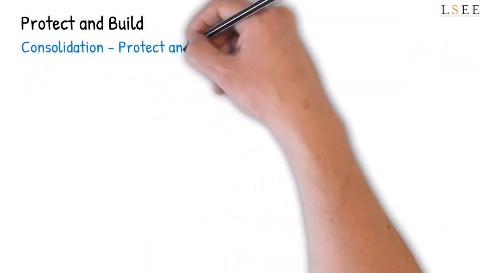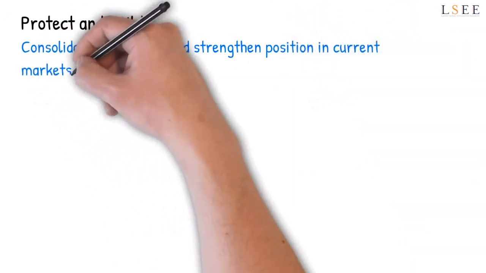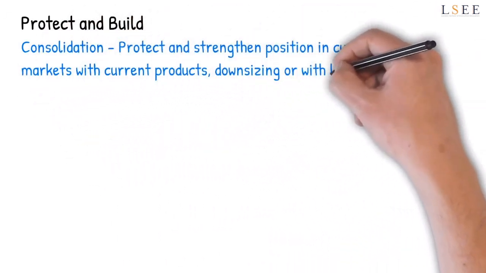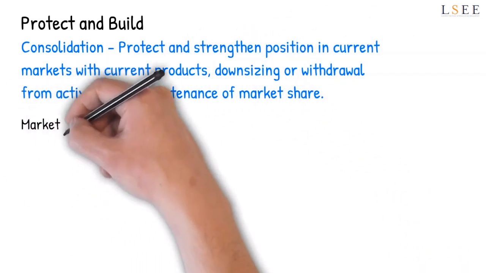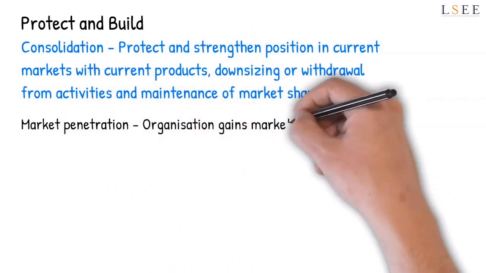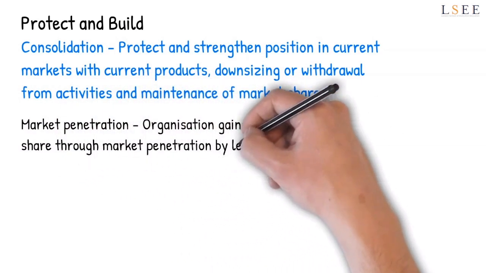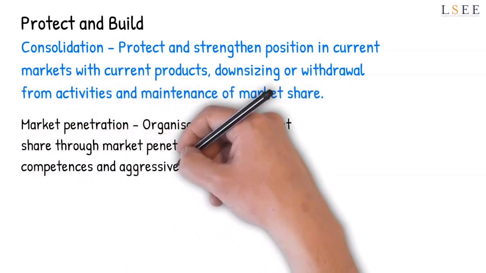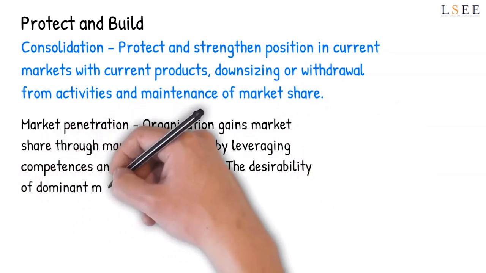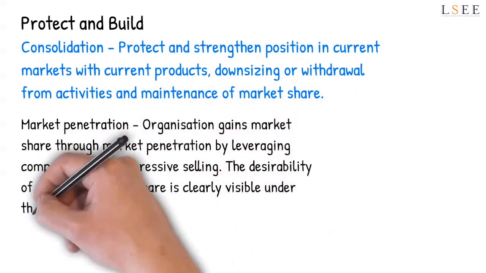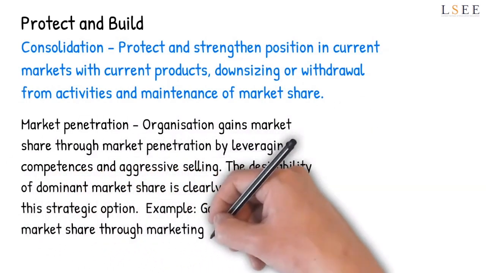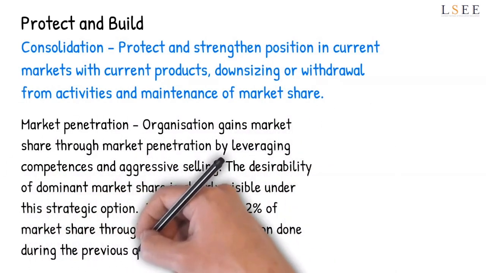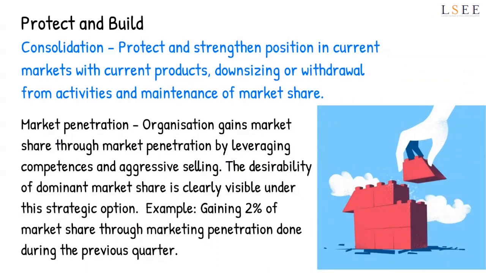Protect and build. Consolidation: protect and strengthen position in current markets with current products, downsizing or withdrawal from activities and maintenance of market share. Market penetration: the organization gains market share through market penetration by leveraging competences and aggressive selling. The desirability of dominant market share is clearly visible under this strategic option. Example: gaining 2% of market share through market penetration done during the previous quarter.